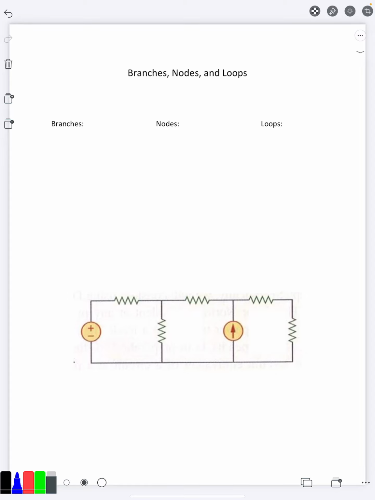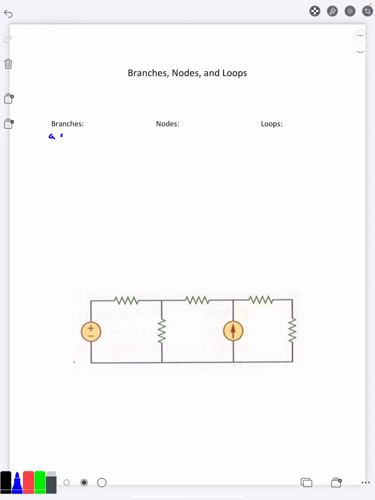In this video, we're going to discuss what branches, nodes, and loops are. These are pretty important concepts that you have to really internalize, so that when you're analyzing a much more complicated circuit, you just instinctively know what each of these things are going to be. Otherwise, you won't know how to analyze the circuit properly. So first off, what is a branch?